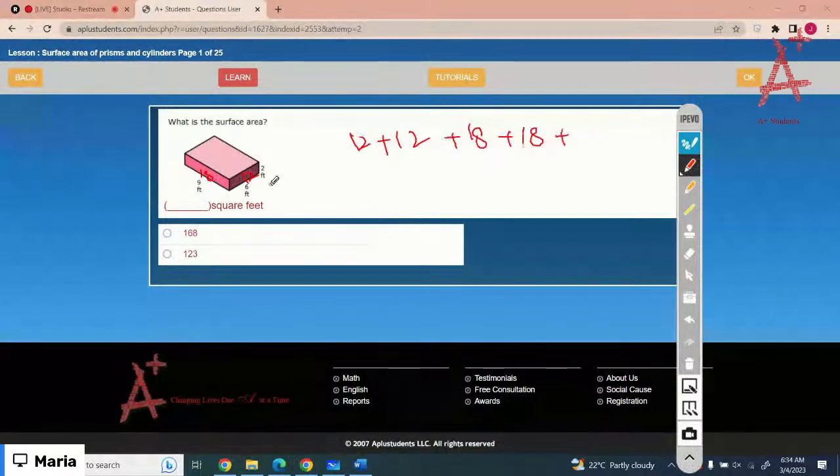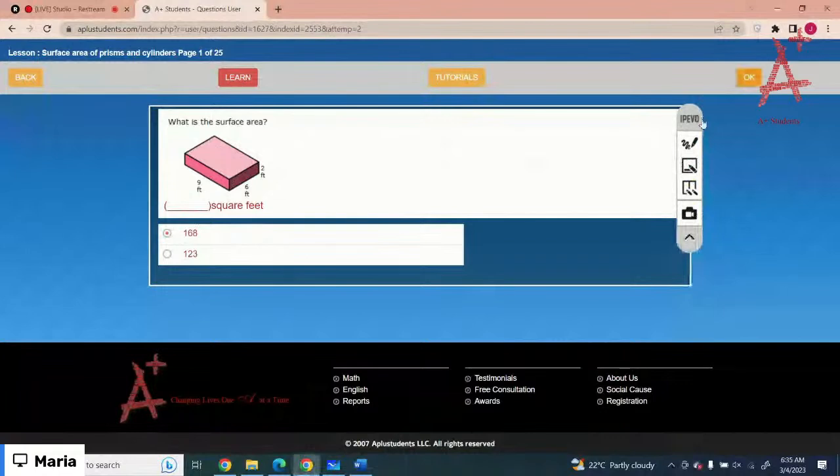And 9 and 6. 9 times 6 is 54, so for this one it is 54 and 54. Let's add them. Let me use the calculator. 54 plus 54 plus 36 plus 24 is 164. So the surface area for the shape is 168. Just select the correct option and click on the OK button.